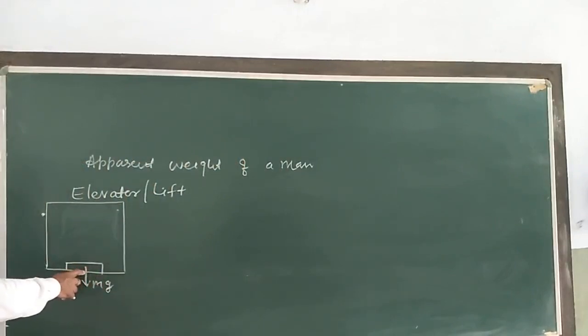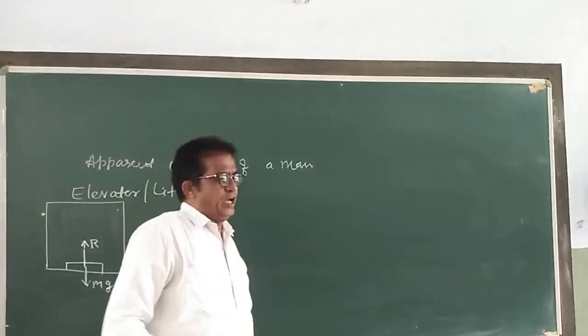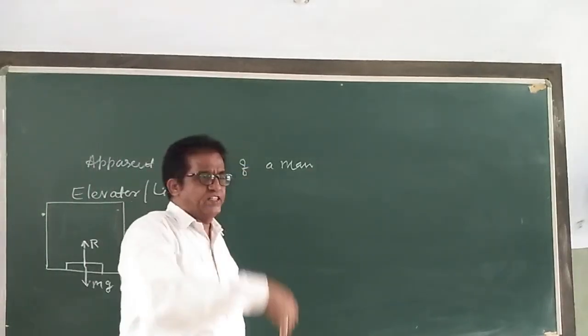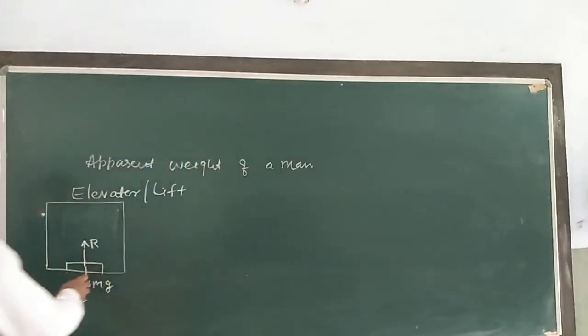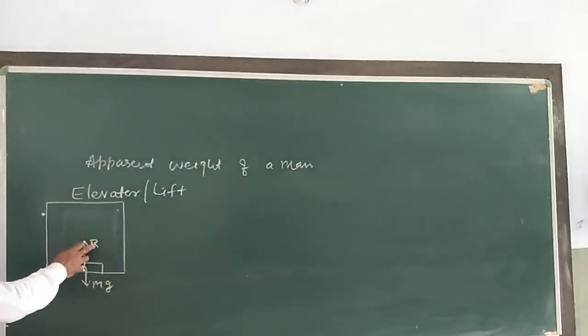This acts on the weighing machine, which offers a normal reaction, say R. This reaction exerted by the surface of contact on the person is the apparent weight of the person. So I can discuss here how R is related to mg in different situations. My weight is in the downward direction, that is mg. The normal reaction force is this. Say this figure is A.